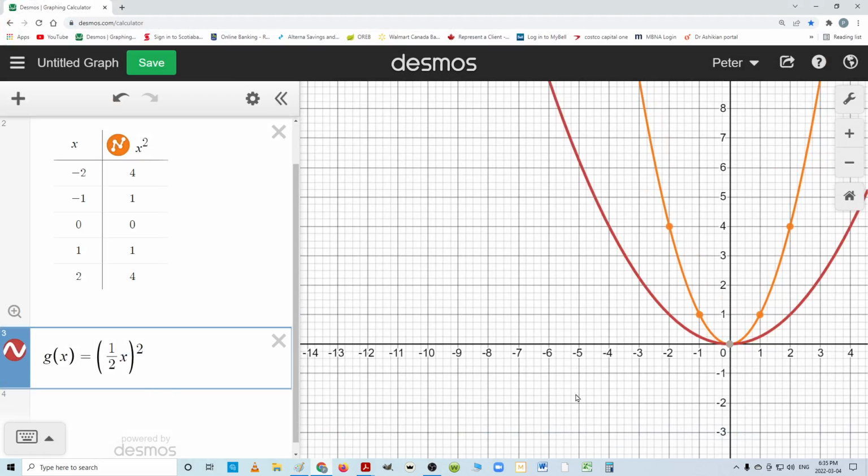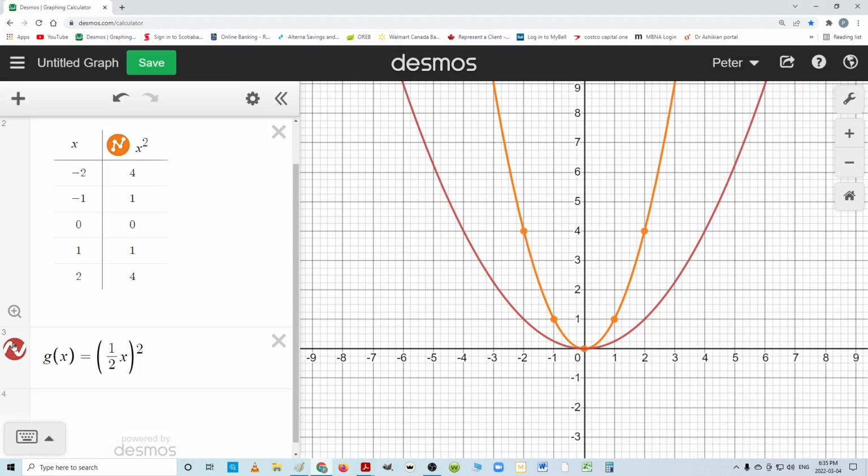And sure enough, you might say, hey, well, that looks like a y compression. It looks like it squished it downwards. Yeah, x stretches look like y compressions. Y stretches look like x compressions. So this is actually an x stretch by a factor of 2.